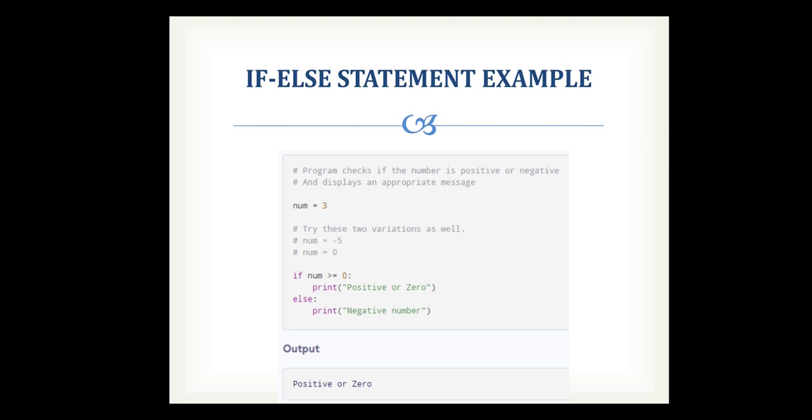This is the example of the if else statement. See here, if number is greater than or equal to 0, then it is going to print positive or 0. If number is not greater than or equal to 0, then it is going to print a negative number. When you use 3, it prints positive or 0. When you use -5, it is going to print a negative number. When you use 0, it directly prints positive or 0.